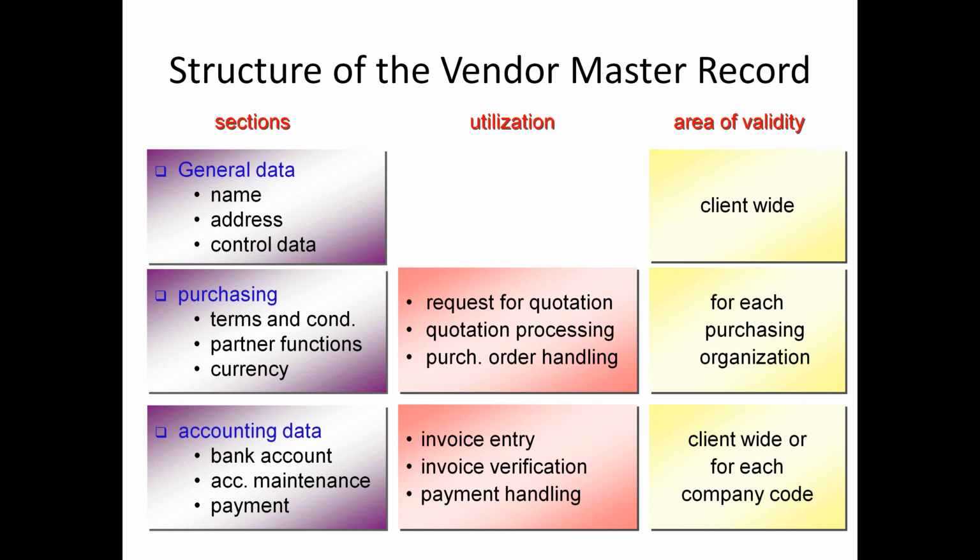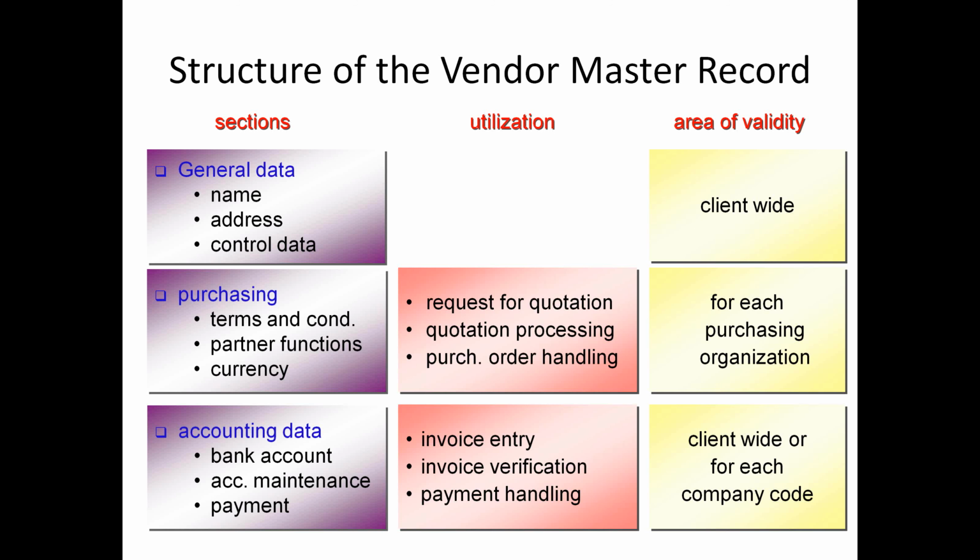In the accounting data, you set up his bank account, so that you can make automatic payment. Then the payment info, like how you will pay him. You can put the credit card number and that kind of stuff. And then utilization is basically, if you put this, you can do the request for quotation, quotation, and then purchase order handling.